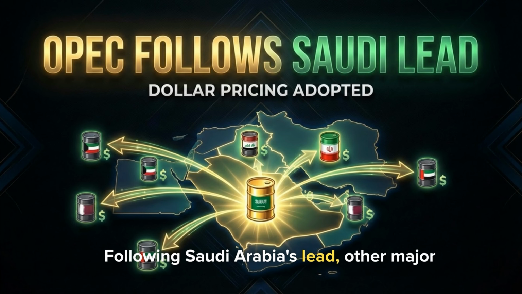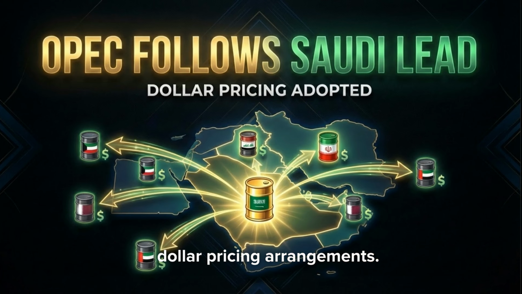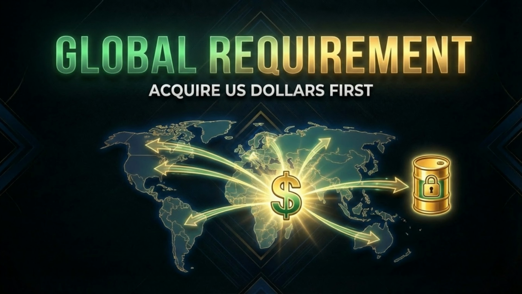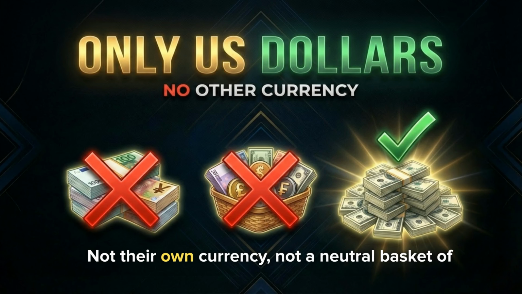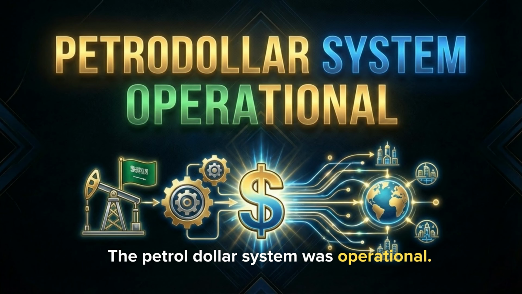Following Saudi Arabia's lead, other major OPEC producers implemented comparable dollar pricing arrangements. Because Saudi Arabia's production volume and influence within OPEC were substantial, its adoption of dollar pricing functioned as a precedent that the other major producers progressively followed. The result? Any country anywhere on Earth that wanted to purchase oil from the major OPEC producers was now required to first acquire US dollars. Not their own currency, not a neutral basket of currencies, US dollars specifically. The Petrodollar System was operational.